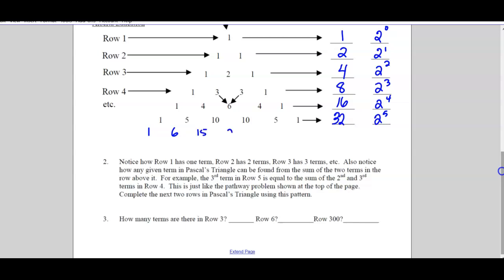1, 6, 15, 20, 15, 6, and 1. Notice the pattern within each row is symmetrical, right? So here, if there's an odd number of entries, then the first 3 are the same as the last 3. If it's an even number, the first few and the last few, however many are in that row, it's symmetrical, right? So it's like a reflection of each other.